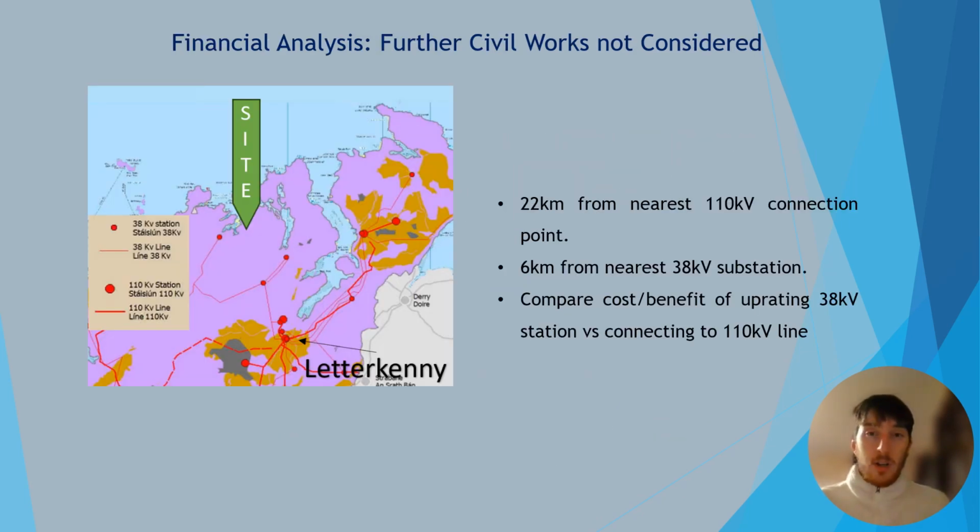Then some further financial considerations. The Donegal site is roughly 22 kilometers from the nearest 110 kilovolt connection point and 6 kilometers from the nearest 38 kilovolt substation. The grid connection here has the potential to significantly increase the cost. So two options, operating the 38 kilovolt station or connecting to the 110 kilovolt line, should be weighed up.